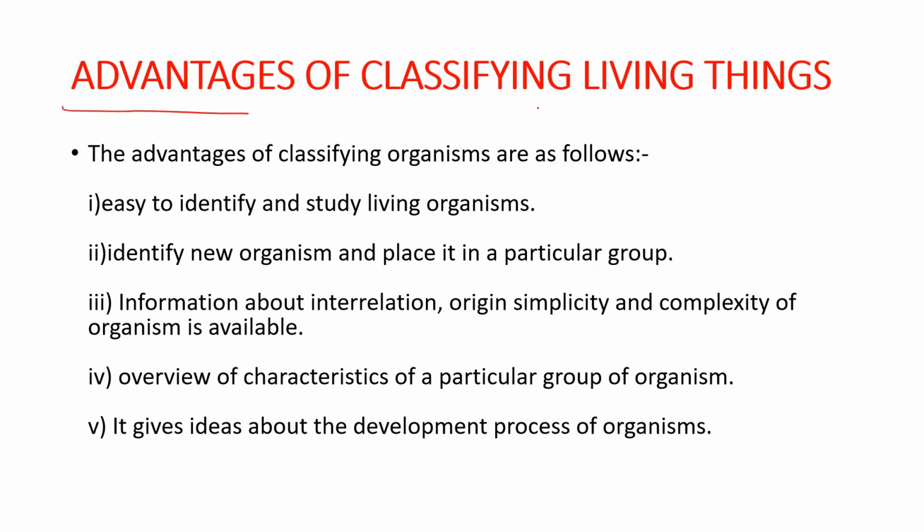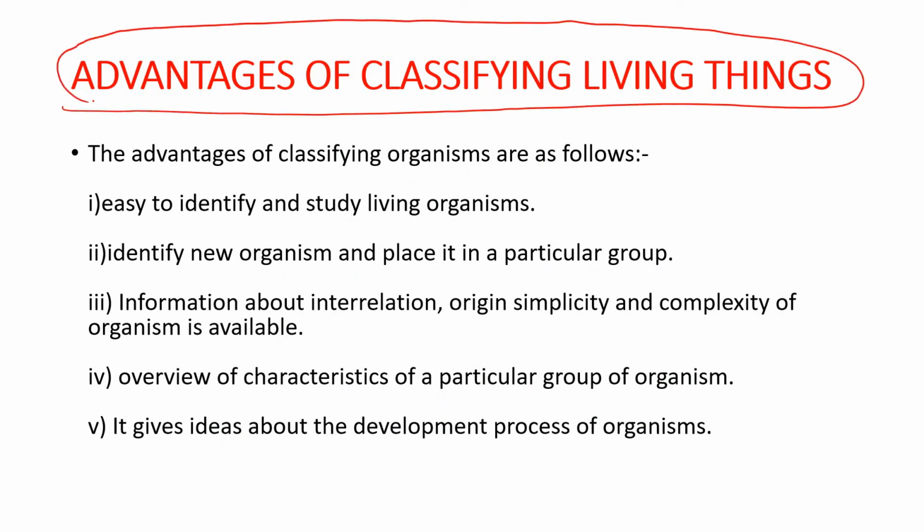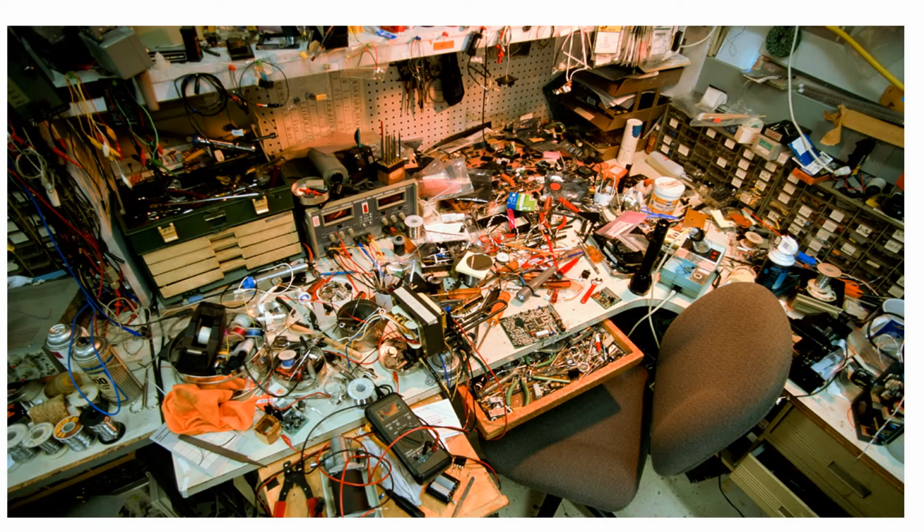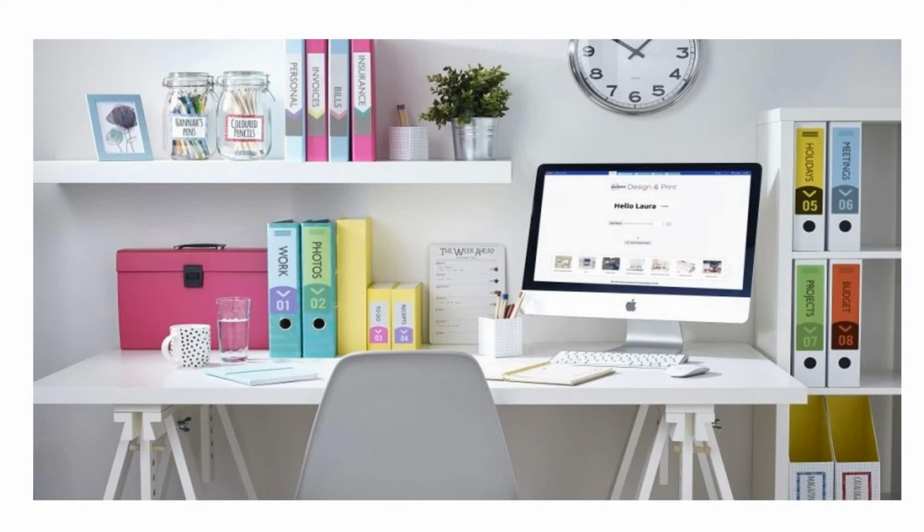Now then, why do we need to classify and what are the advantages of classifying living beings? You need not worry about this. This is on page 21 of your Science Panorama textbook. So why do we need to classify things? First and foremost, when we classify things, it becomes very easy to identify and study living organisms. Like in this picture, if we go to this one, we can understand that things have been organized, and so we can understand, okay, this is a file about insurance bills, invoices, personal, then come the colored pencils. It becomes easy to study and understand, isn't it?